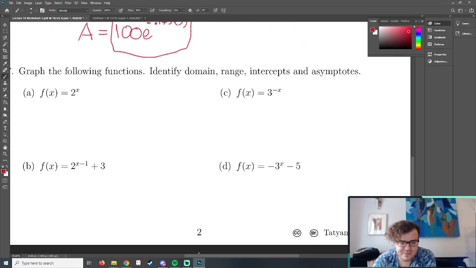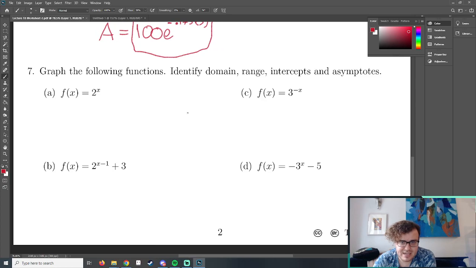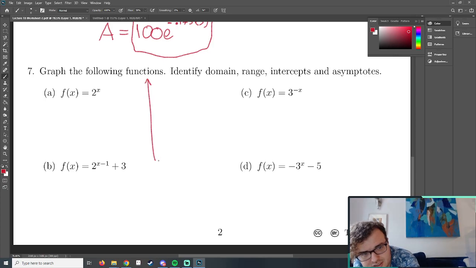Finally, they want us to graph some functions, identify their domain, range, intercepts, and asymptotes. So here, 2 to the x. Again, you can think about this by doing a table of values, right? What's x? What's 2 to the x?